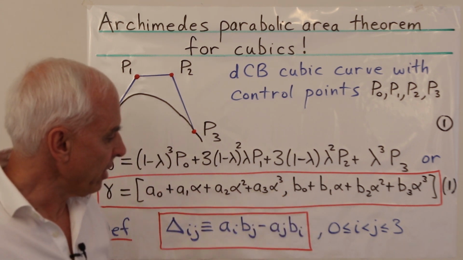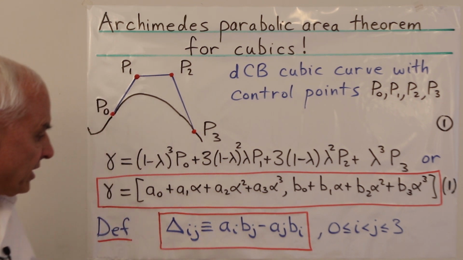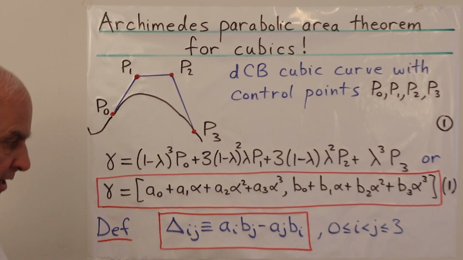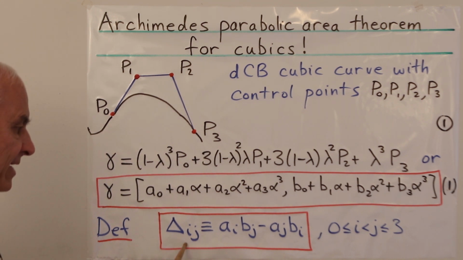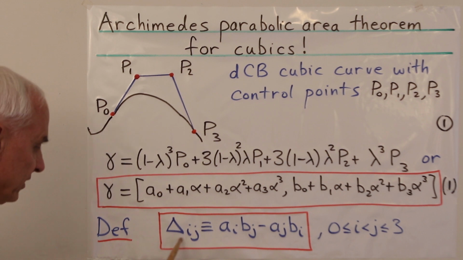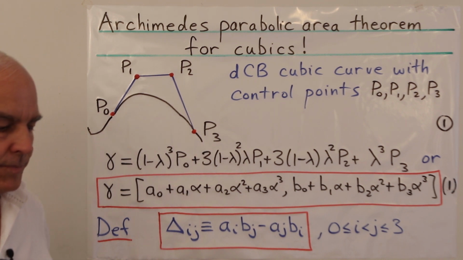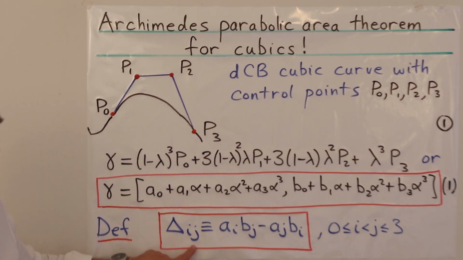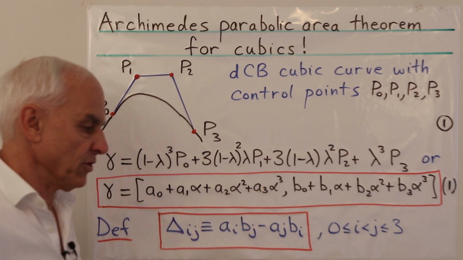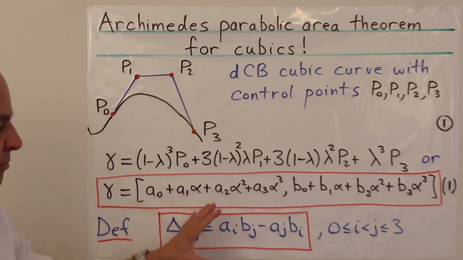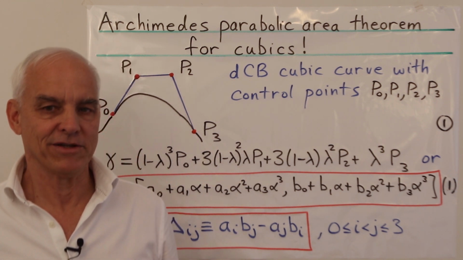Now there are a lot of numbers here, but there are these secondary quantities that are going to play a very important role, so let's define them. They are the delta ij. For i and j indices between 0 and 3, let's assume that i is less than j. We'll define delta ij to be ai bj minus aj bi. So for example, delta 2,3 would be a2 times b3 minus a3 times b2. Okay, that's our starting point, and now we're going to try to apply Archimedes' area formula to this situation.